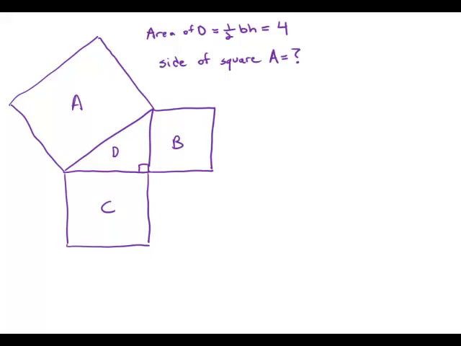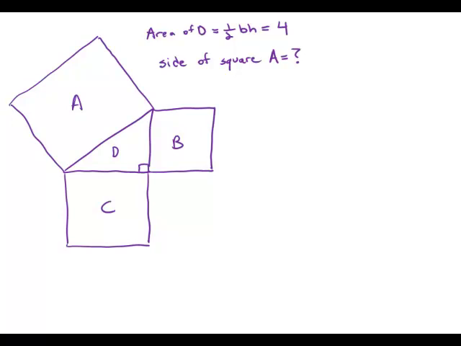In the figure, if the area of triangular region D is 4, what is the length of a side of square region A? Before we proceed to the statements, I'll point out that this is a relatively famous diagram in geometry. This is demonstrating the areas of the Pythagorean theorem.